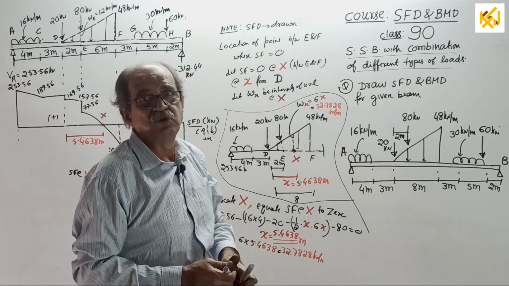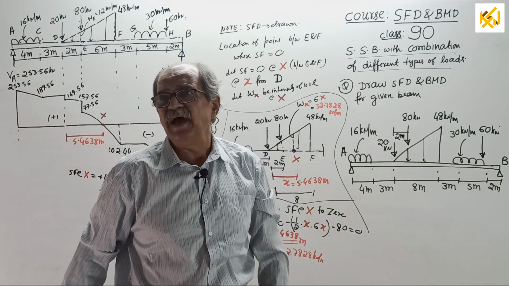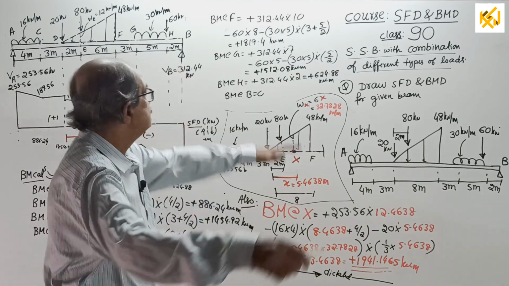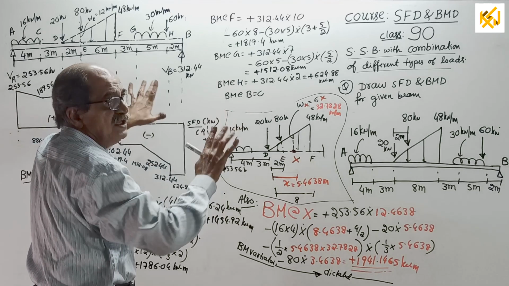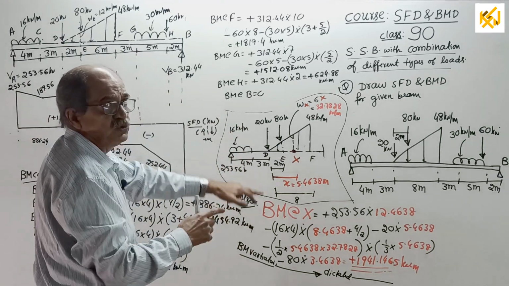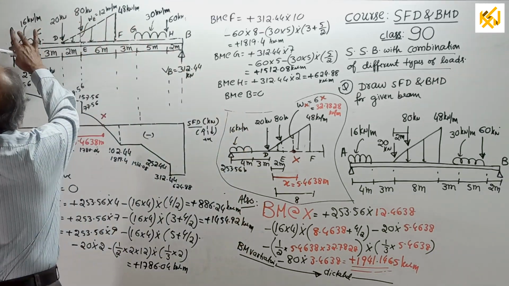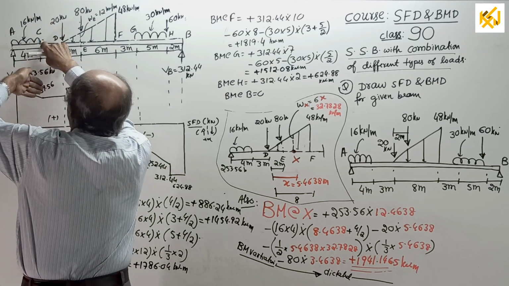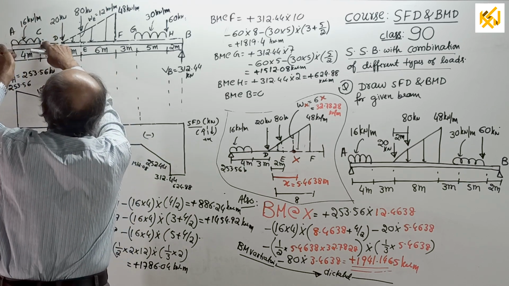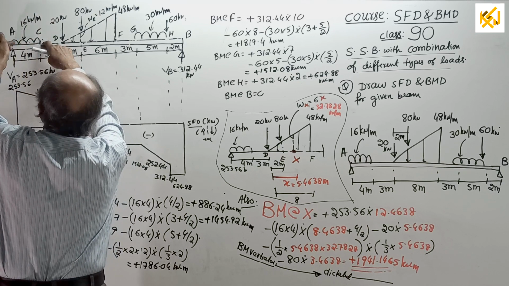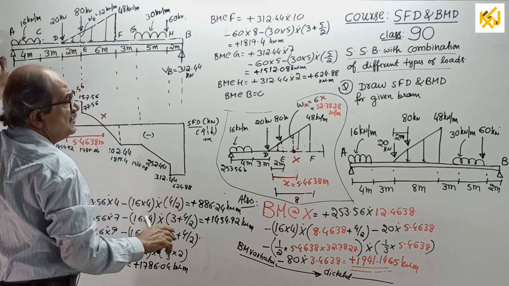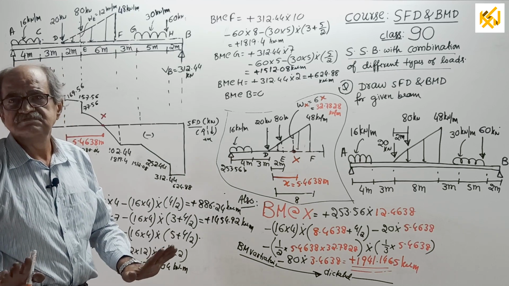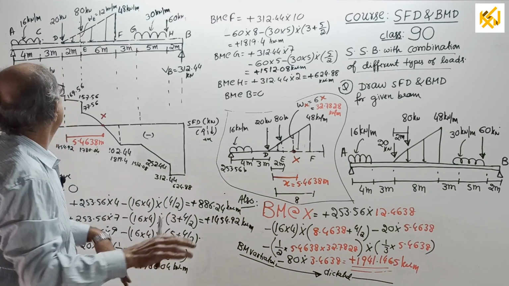Okay, I will show the BM calculation, draw the diagram, then explain. Now, BM calculation. You see the explanation, then go through the calculation. BM at A, 0. BM at C, look this side, plus 253.56 into 4, minus 16 into 4 into 4 by 2. These were all thoroughly explained earlier, so further I can't tell. Those who are serious will understand.